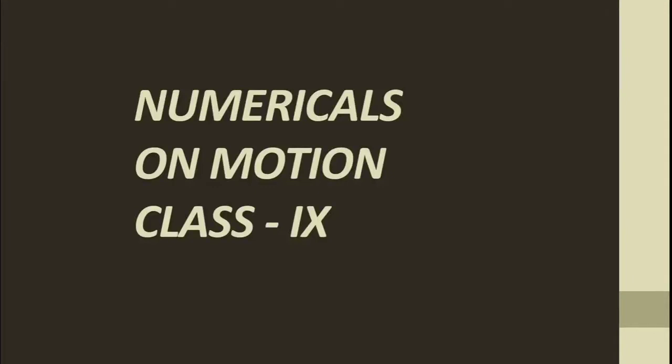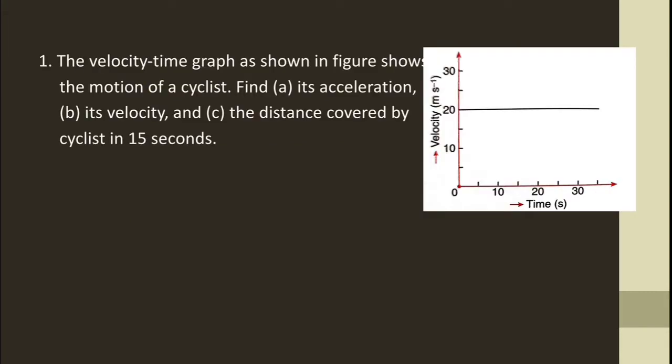In this part of the video, we will discuss some numericals based on the chapter Motion, class 9th physics. So let us start. Our first problem is that the velocity-time graph as shown in the figure shows the motion of a cyclist. Find A, its acceleration, B, its velocity, and C, the distance covered by the cyclist in 15 seconds. So we will solve each of these parts one by one.